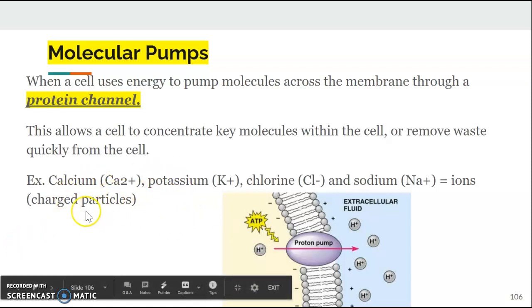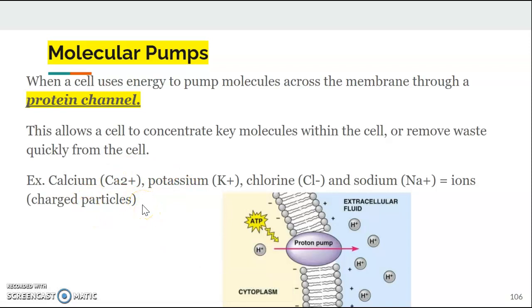Other things that we transport this way are calcium or potassium, chlorine, sodium, and notice that all those are charged particles.